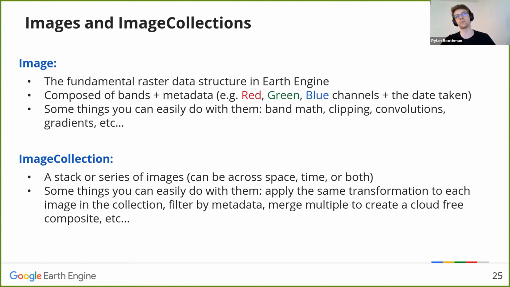And the API provides a bunch of ways to interact with this. So we can apply the same function to every single image in the collection super easily. We can filter out images that we don't want. We can merge them like Jeff showed earlier to get rid of clouds. And then when we're interacting with these images, we can do band math to calculate spectral indices like NDVI. We can clip images to regions. We can calculate the gradient. So if you have like a terrain raster, you can take the gradient and get your slopes out of that.